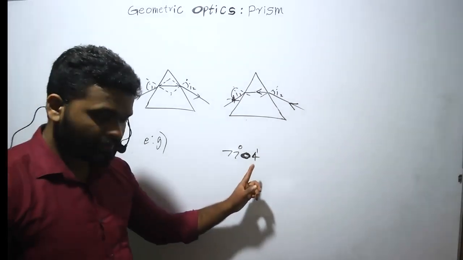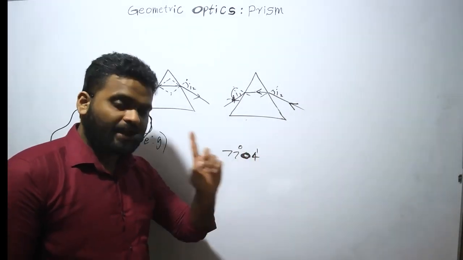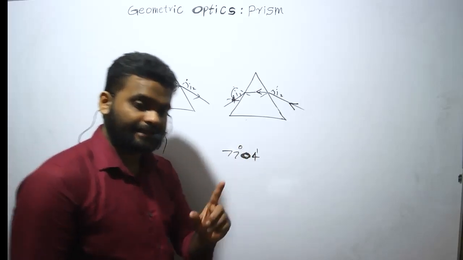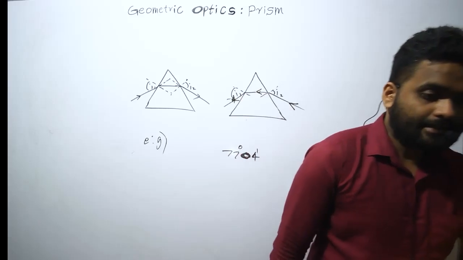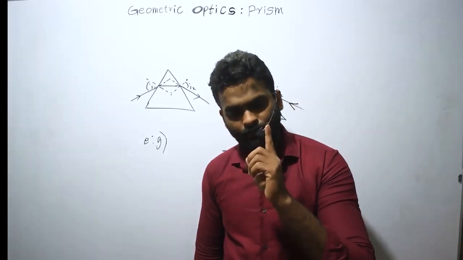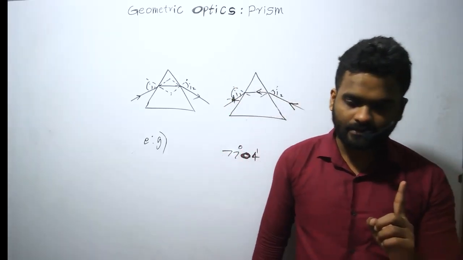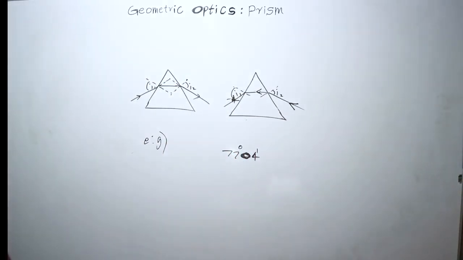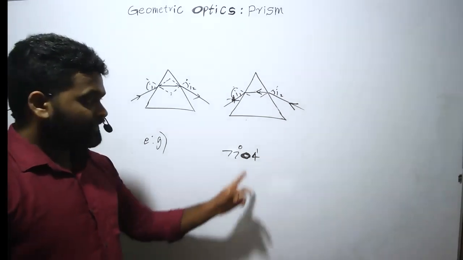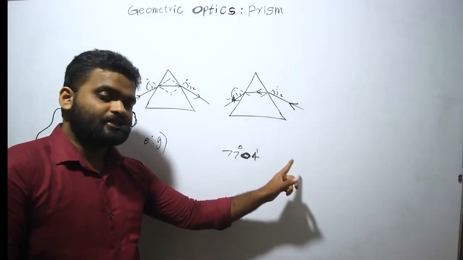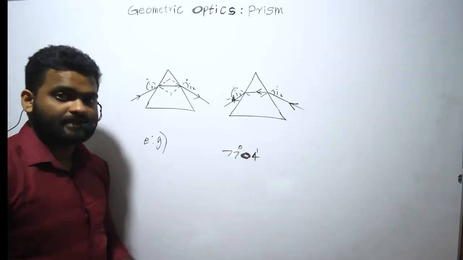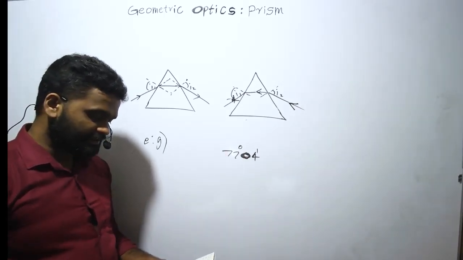Then write to the same line, when incident angle is 77 degrees 4 minutes, emergent angle is 30 degrees.